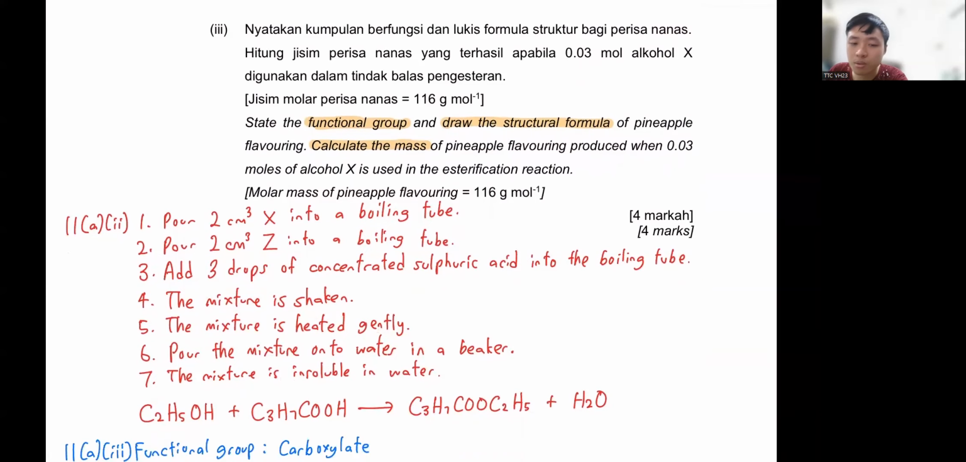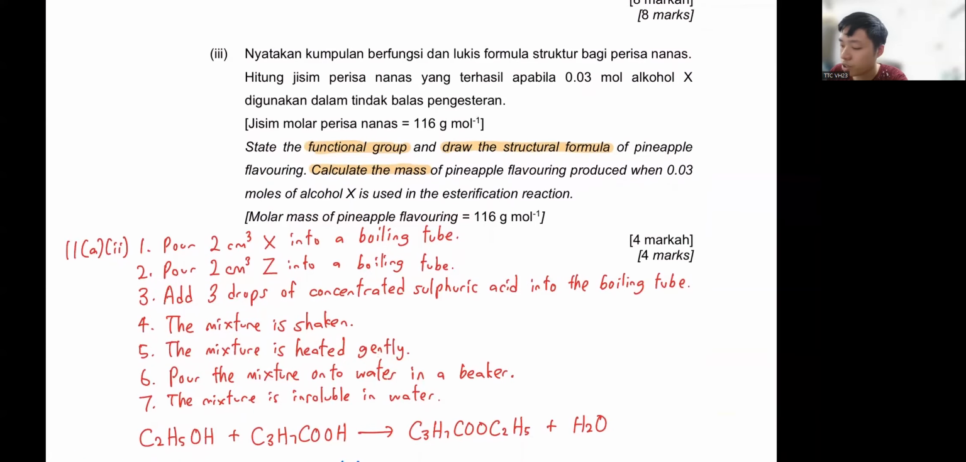Then this is the equation. C2H5OH reacts with C3H7COOH. Remember, the formula is C3H7COO written first, then only with C2H5. You remember, you take out H and OH to become H2O as the side product. Then this one is the ester.